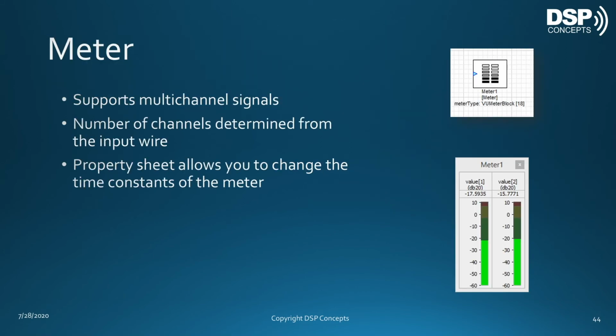Let's talk about different ways of displaying signals and monitoring the behavior. First module is the meter value. And so that's going to display signal levels in dB. This module can work on any number of channels, and the inspector is going to grow based on the number of channels that you have. You can usually use this module by default as the way it's configured, but the property sheet also allows you to change the time constants of the meter.